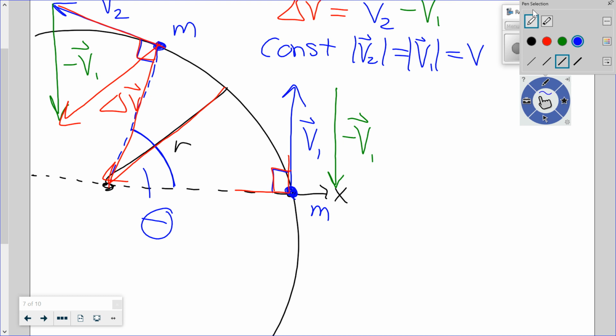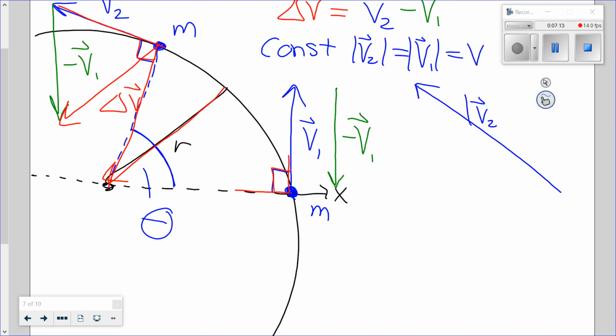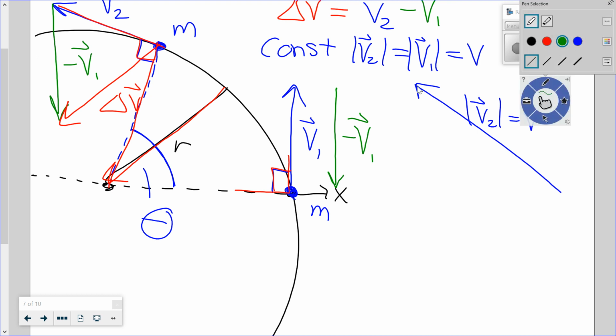If I make this triangle, it's an isosceles triangle. Do you see that? Because the length of each vector, so here's V2, and its magnitude is just V. Straight down in my original graph, oh look, there's V1, and its magnitude is V. So I just copied it over. If those are equal sides, these angles at the bottom have to be the same. And here's my delta V vector that I'm kind of solving for.